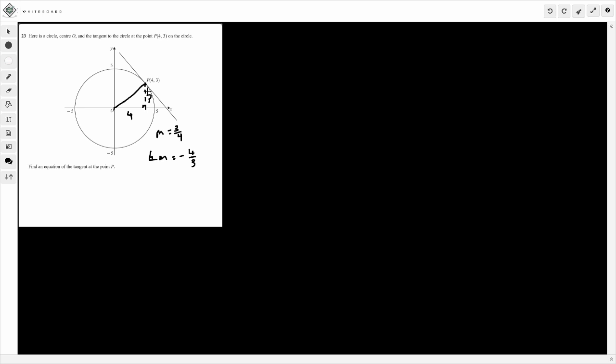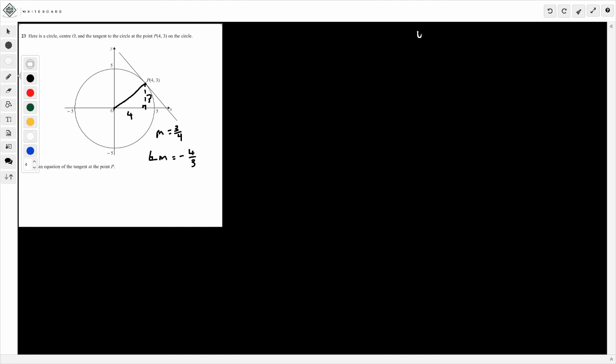Now we've actually done a lot of the hard work. Believe it or not, this is the hardest part of the question. Now you just need to plug this back into the equation of a straight line. You might not have seen this before. Usually it's taught first when you come to A level. But I'm going to quickly show it now here. The equation of a straight line is very easy if you use this formula.